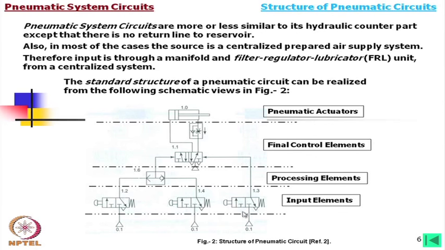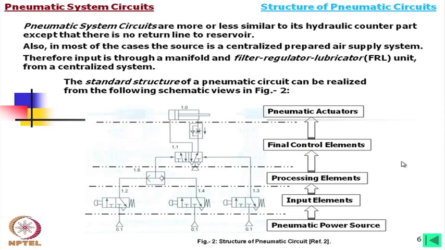And these are input elements. This means from the manifold we need a regulator or valve, and finally this is our pneumatic power source. So, broadly any circuit or system can be divided into a few such elements. If we think of this as the utilization and this as the input end, then from the pneumatic power source it comes to the input element, then processing elements, then final control elements, and then the actuator or motor, etcetera.